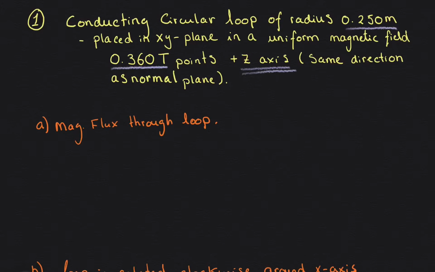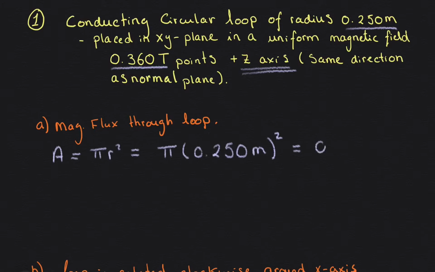So the first thing I'll do is solve for the area of this loop. So the area is pi r squared. With the information that we have, pi multiplied by 0.250 meters quantity squared, which is equal to 0.196 meters squared. So now I can solve for the flux.